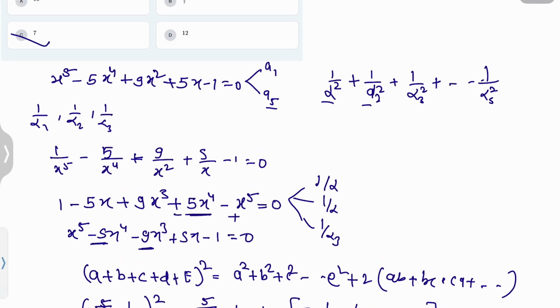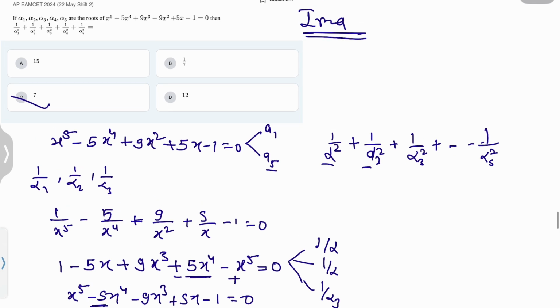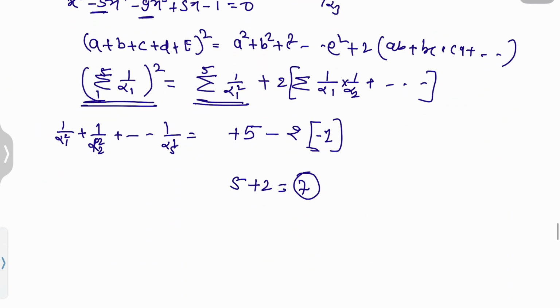So this is not a hard question, but the difficulty level is high in between, since you need to understand the formulas.